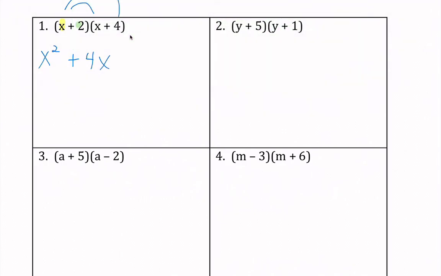Alright, so now I need to take this positive 2 and multiply. So 2 times x is a positive 2x. 2 times 4 is a positive 8. I'm not quite done because I see I have x's and x's, so I need to combine my like terms. My x squareds drop. I have 4x's plus 2x's. That's going to give me a positive 6x. And my plus 8 drops down.